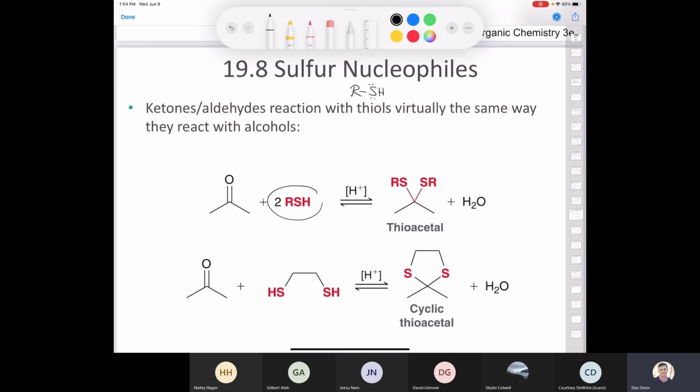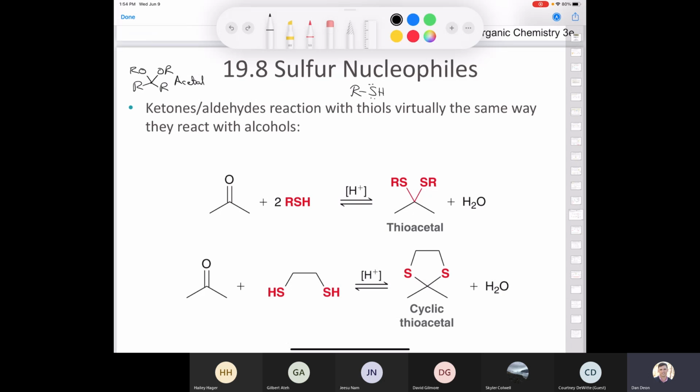So if we have two equivalents of a thiol and a ketone, a catalytic amount of acid, of course we remove water. That's what they're showing over here. You form, instead of an acetal, and everybody here by now knows what an acetal is, that's when we have oxygens. Again, this is an acetal. So if you replace the two oxygens with sulfur, you get a thioacetal.